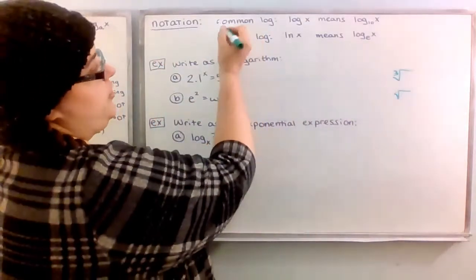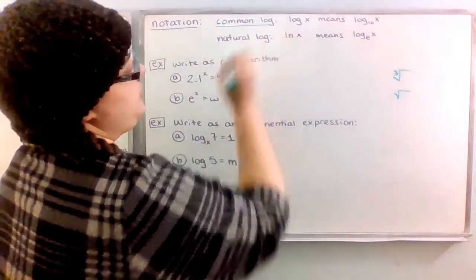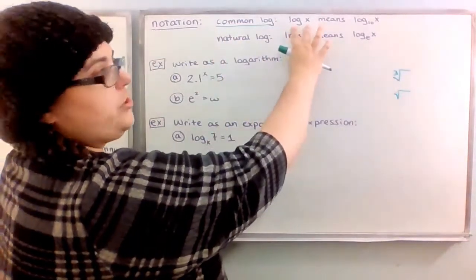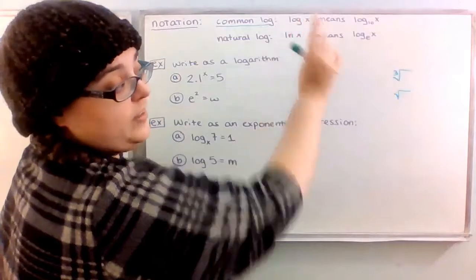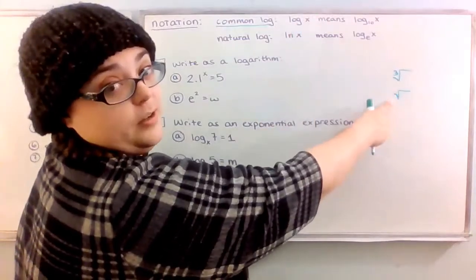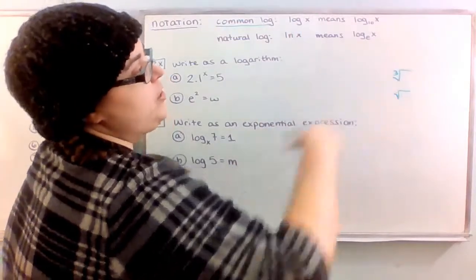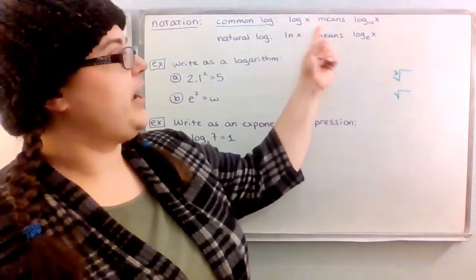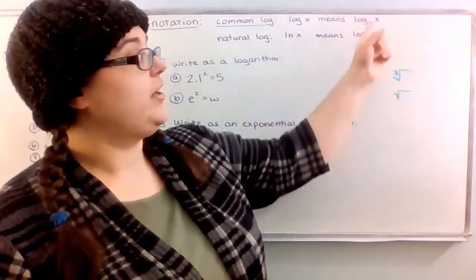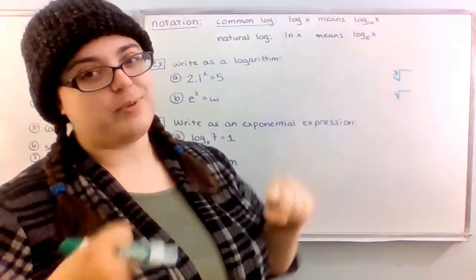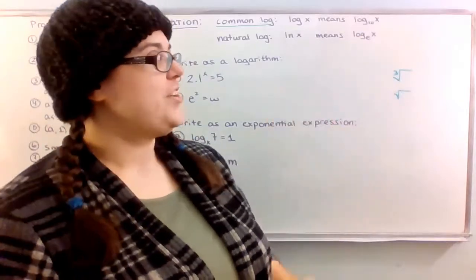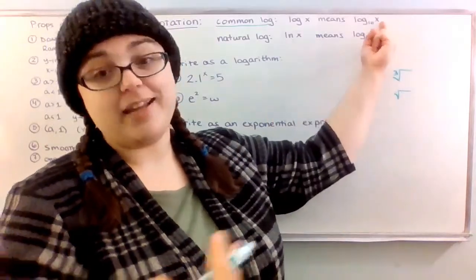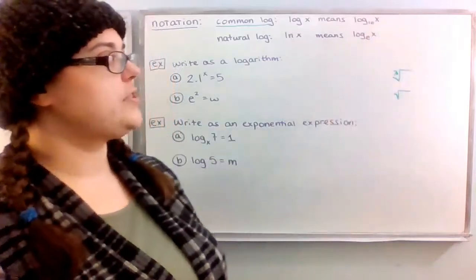The first one is called the common log, or the common logarithm. This notation looks like a log without a base, just like the square root looks like a radical without an index. When that happens, the implied base is not 2, it's 10. It's because we work in base 10, we have 10 digits. So log base 10 became the common log.